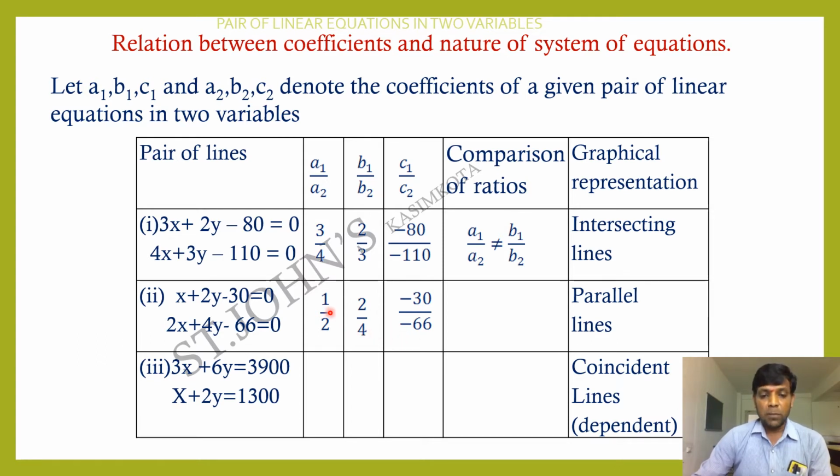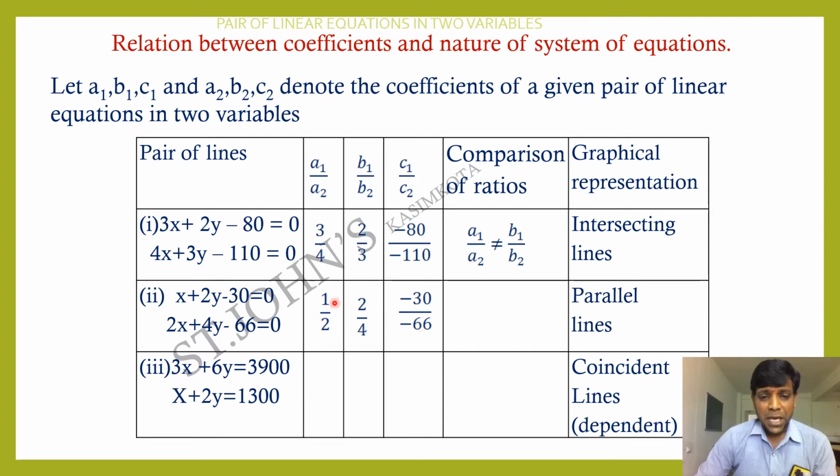Here we have 1 by 2. Next, 2 by 4: both are divisible by 2, so 2 ones are 2, 2 twos are 4. This is also 1 by 2. Now what do you observe? The ratio a1 by a2 equals b1 by b2. These two are equal. And for 30 and 66, both are divisible by 2: 2 fifteens are 30, 2 thirty-threes are 66. Again divisible by 3: 3 tens are 30, 3 elevens are 33.